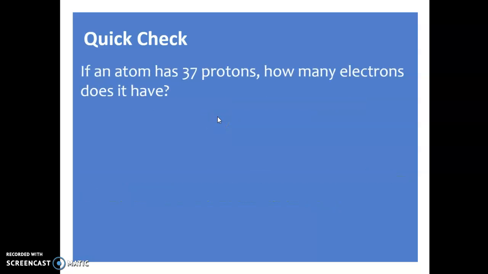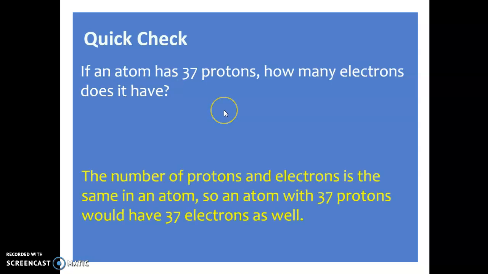If an atom has 37 protons, how many electrons does it have? So we already talked about this too. The number of protons equals the number of electrons. So if you have 37 protons, you have 37 electrons, okay? It makes a balanced atom. The number of protons and electrons are the same.